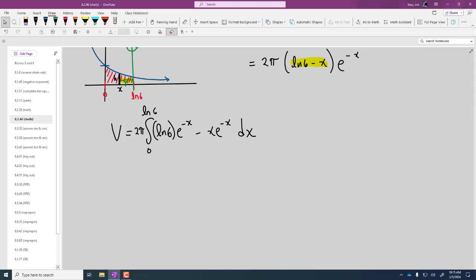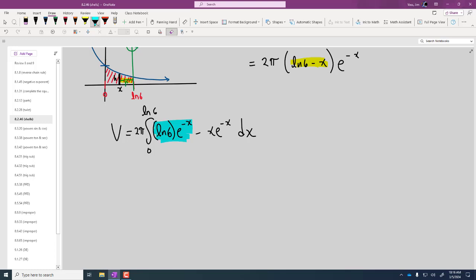The first part of this integral, we can integrate immediately. That's just a constant times e to the negative x. E to the negative x has an antiderivative that we know. So that we can do right away. What technique do we have to use for this product? Integration by parts. Yeah, integration by parts. It's a reverse product rule.